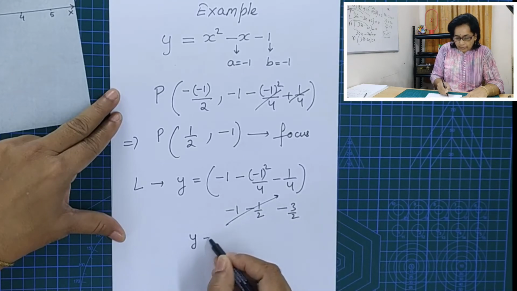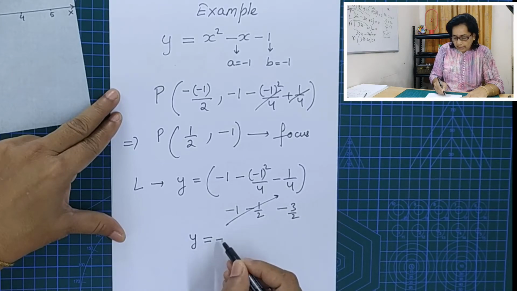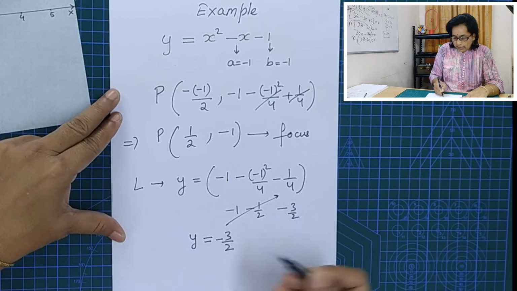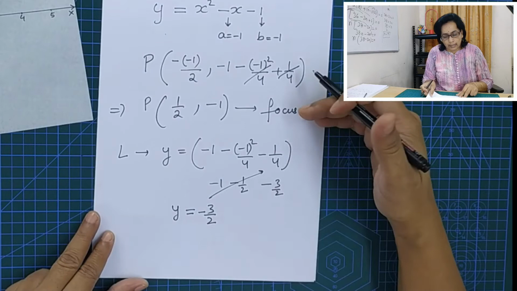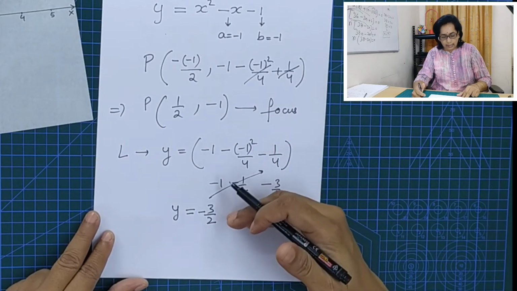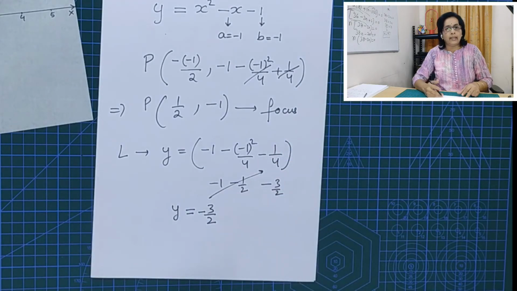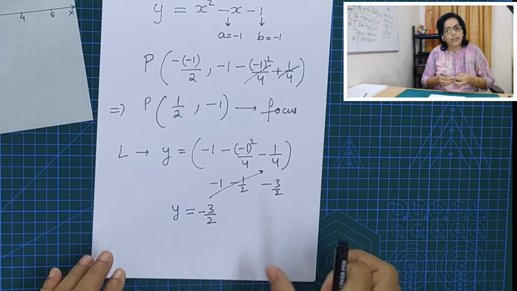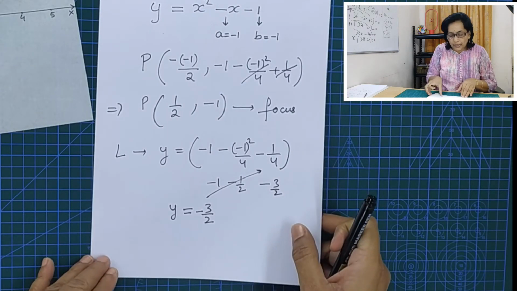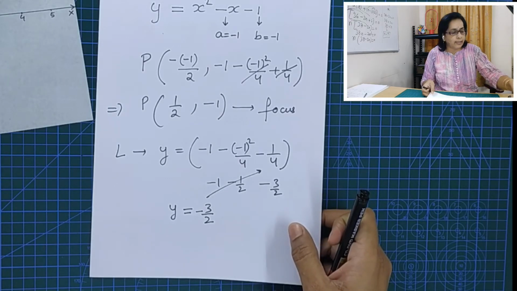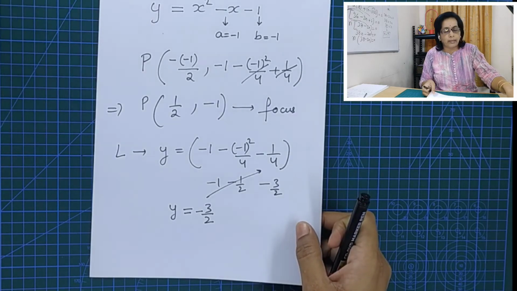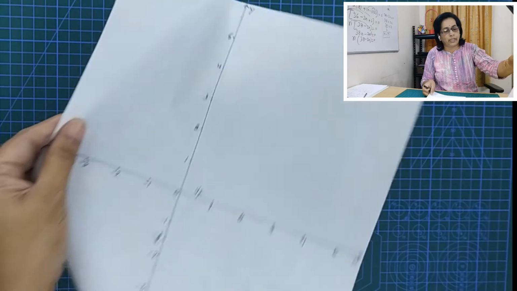So the directrix line is at y equal to minus 3 by 2. This we will locate on a Cartesian plane, the focus and the directrix line. And since we know that every point on the parabola is equidistant from the focus and the directrix line, by using origami we can draw the graph.